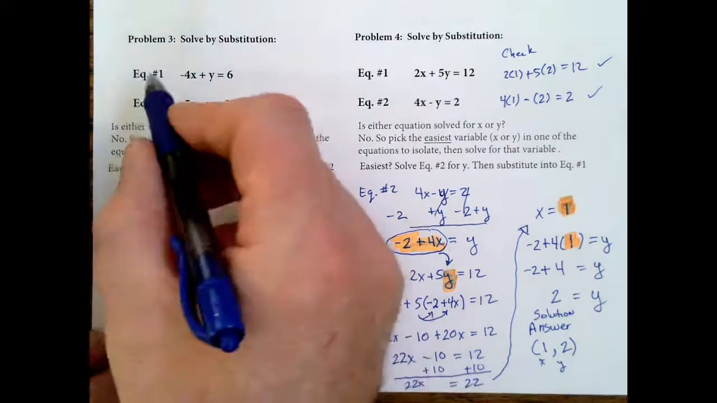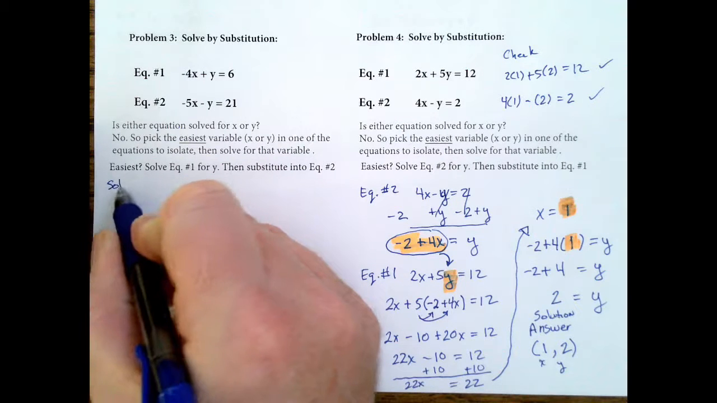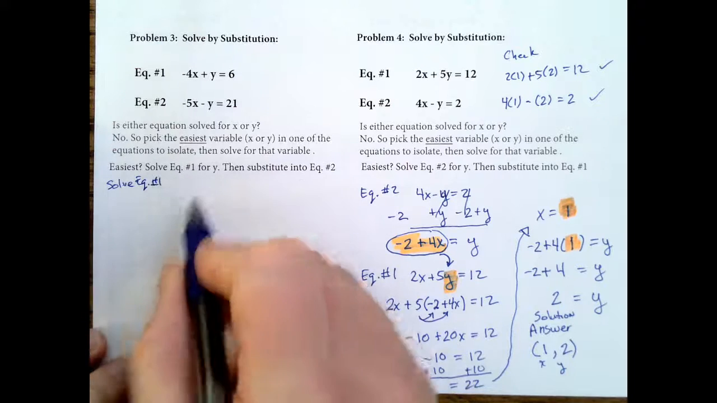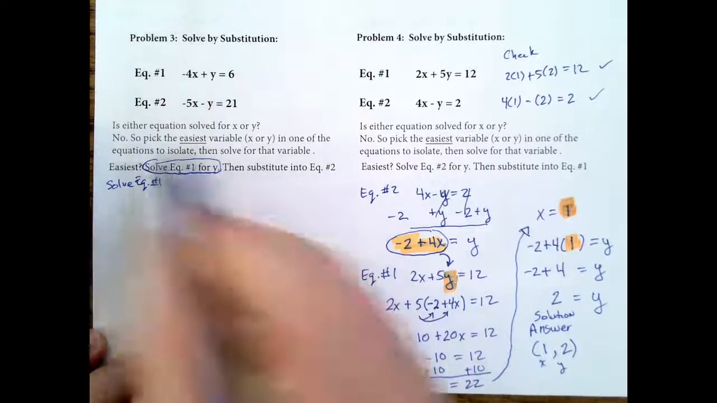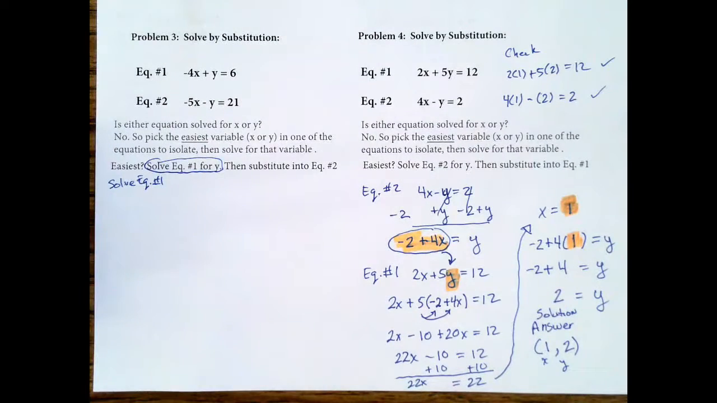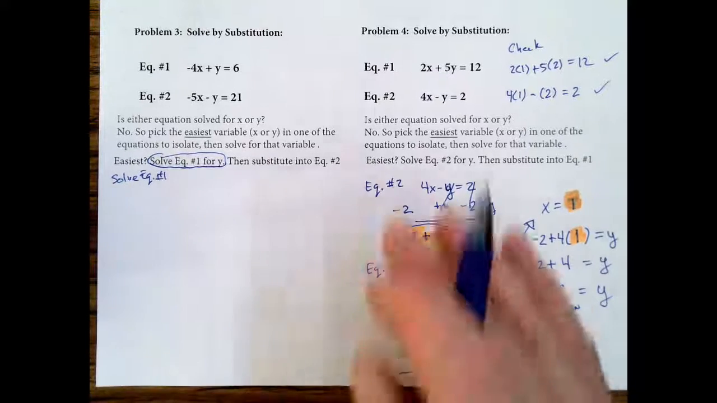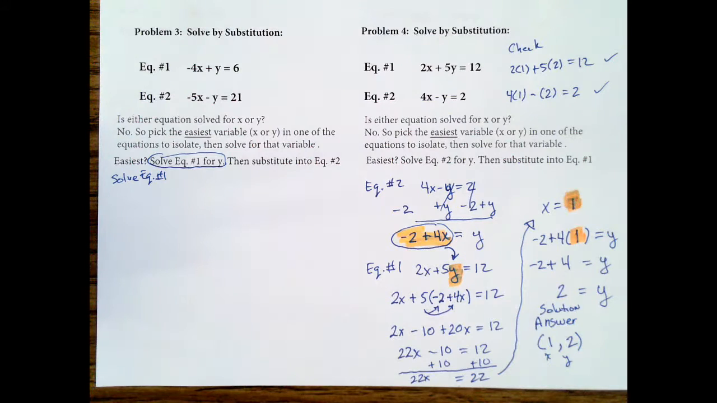Okay, so that leaves the last equation. Here, the smart thing would be to solve equation number 1 for y. Well, it's written right here. Easiest to just solve equation number 1 for y. And then substitute into equation 2. So you'll do problem 3 on your own, following these steps, and then you'll turn that in to Google Classroom with an image.